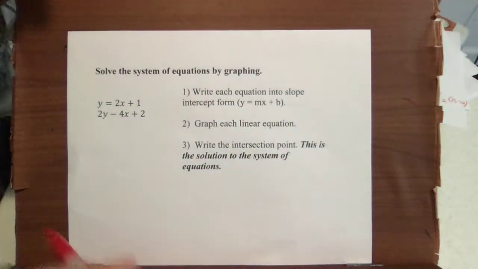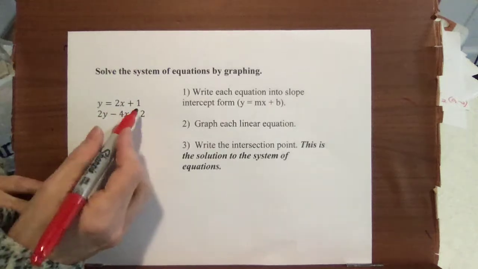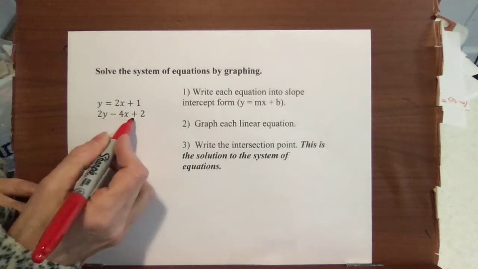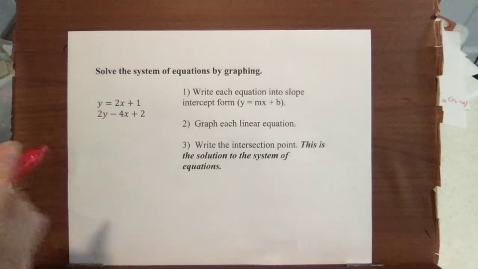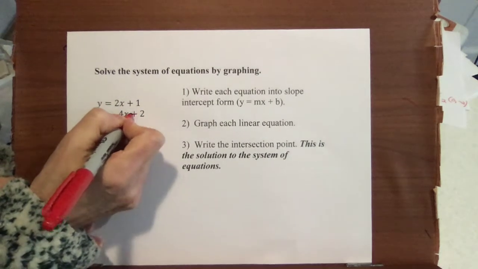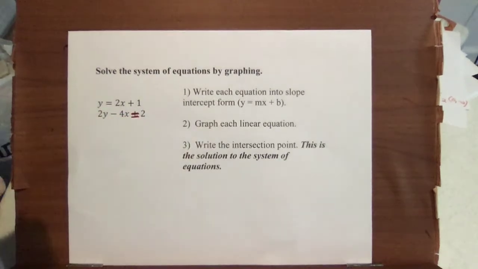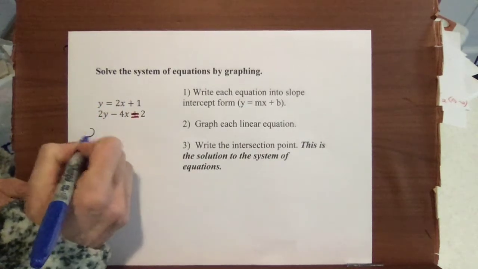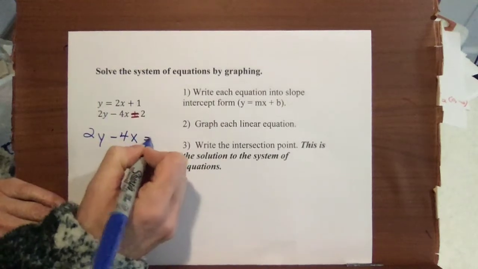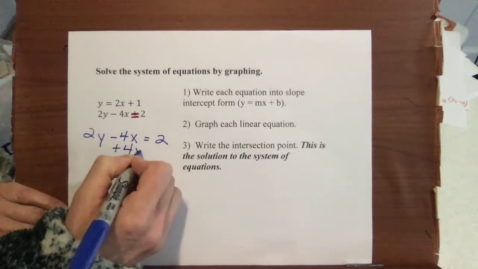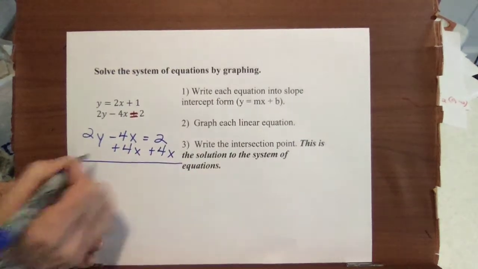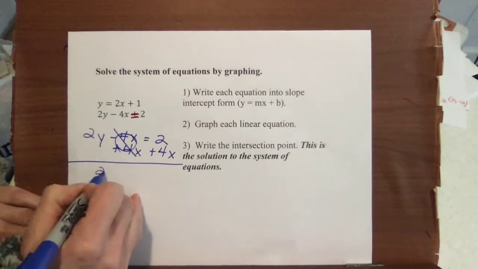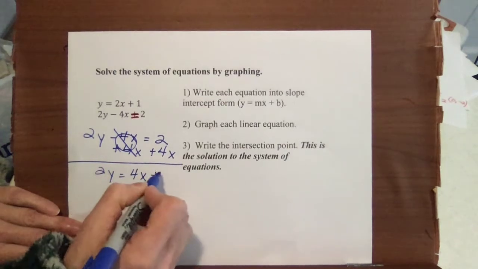All right, and our last problem is going to be y equals 2x plus 1 and 2y minus 4x equals 2. Oh, sorry, that should be equals 2. That's my fault there, so equals 2. Okay, so what we're going to do is manipulate our second equation. We already have our first one. So we're going to take 2y minus 4x equals 2, and we're going to add 4x to each side because we have to get this in slope-intercept form in order to graph. So 2y equals 4x plus 2.